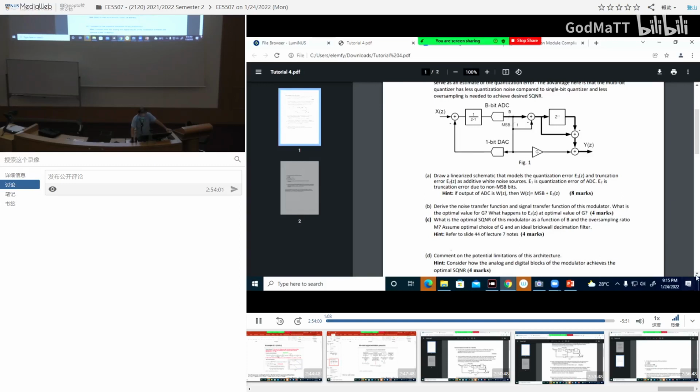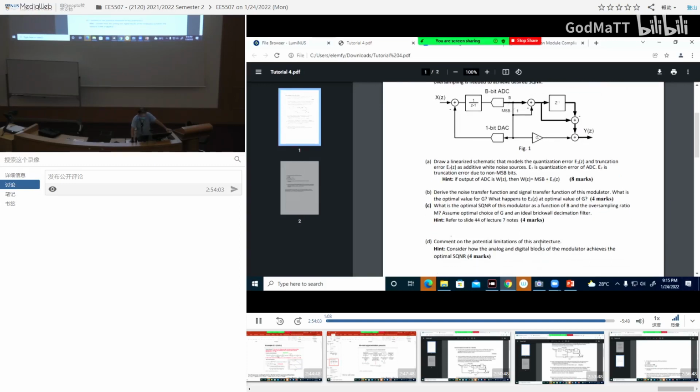And then part D, you just comment on the potential limitations of this architecture. So for this one, please look at the slide I added to lecture 7 on the mesh architecture. The clue is in there.